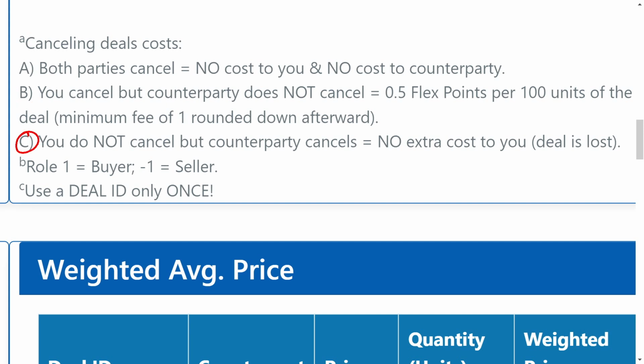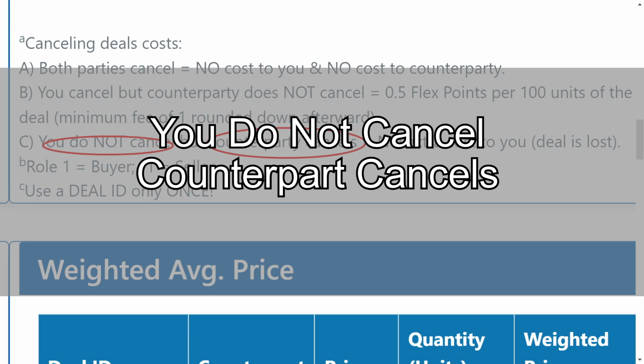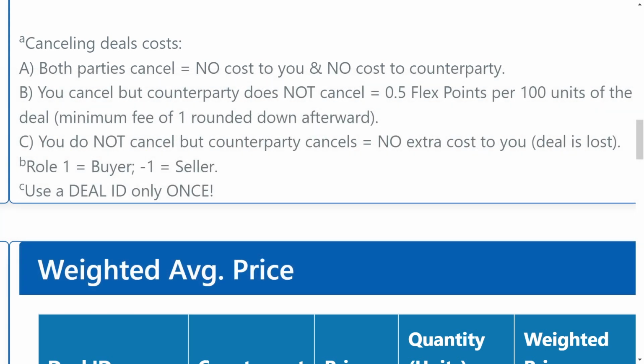What about case C? All right, in case C, we have this special case where you do not cancel, but the counterparty cancels. Okay, so this is reversing the situation. What happens in this situation? Well, in this situation, you want to continue the deal. The other side changes their mind for whatever reason. What's the result? The result is that you pay nothing and you gain nothing. The deal is just lost, a lost deal.